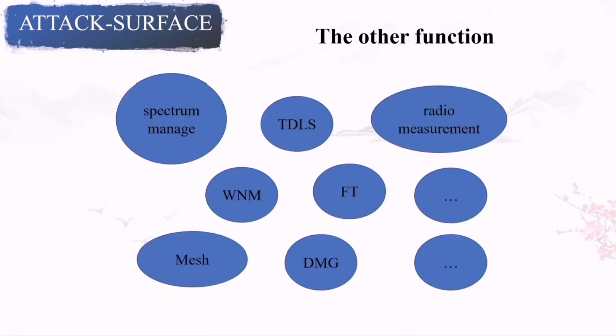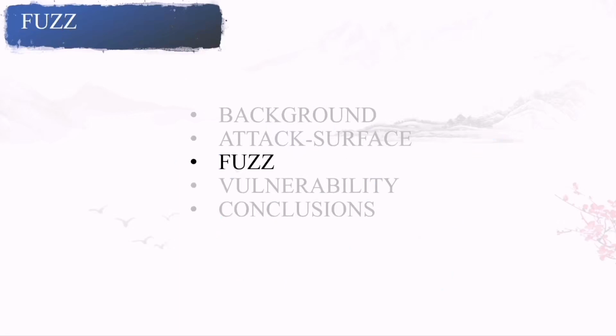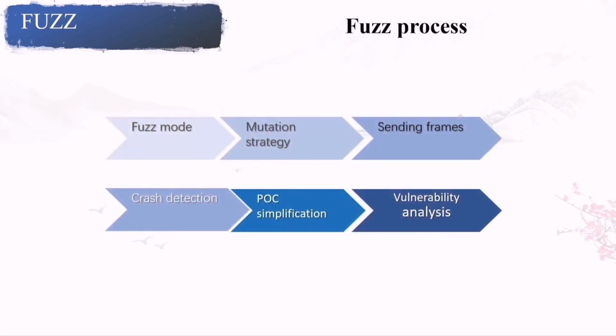Wi-Fi also has many other functions and features, such as spectrum management, TDLS, radio measurement, fast BSS transition, and so on, which can be well researched. Next, I'm going to introduce our vulnerability discovery method, black box protocol fuzzing. It's based on the 802.11 specification, so we can use it to find Wi-Fi model vulnerabilities of different manufacturers on different operating systems.